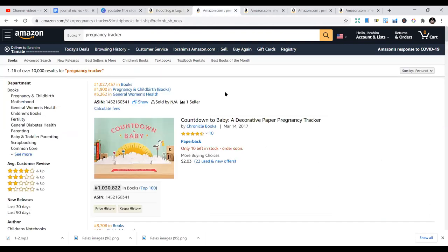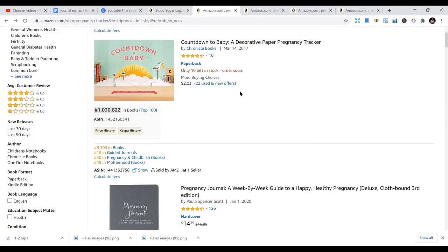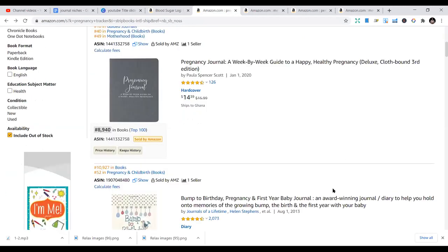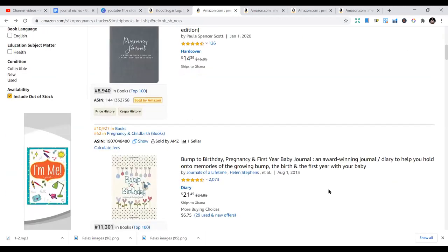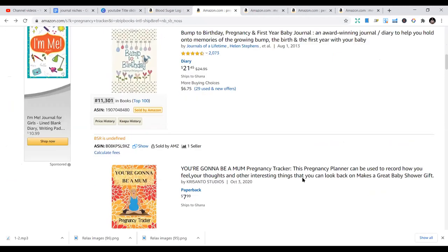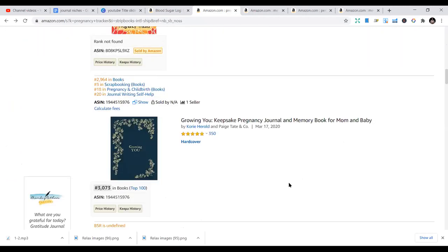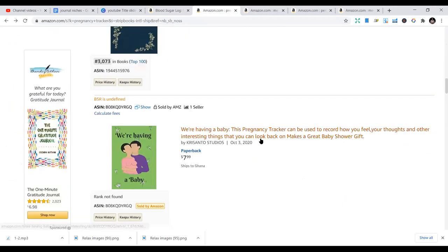Then the second niche you can look at under the health niches is the pregnancy tracker. You can publish books under the pregnancy tracker. This is a book meant for pregnant women to track their progress. It's a week by week guide to a happy, healthy pregnancy. They track whatever they eat and whatever is happening in their pregnancy journey. It's a keepsake journal, pregnancy journal, a memory book for mom and baby. You can do a lot when it comes to that.